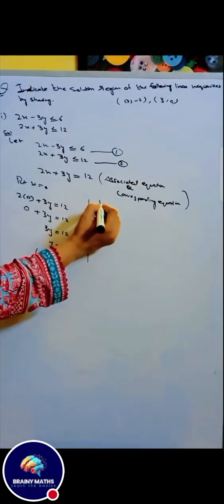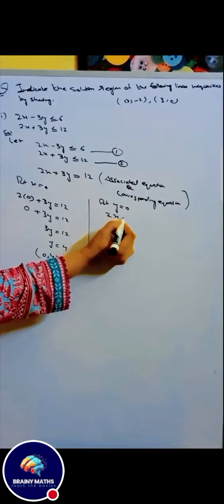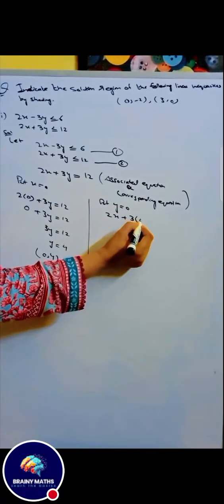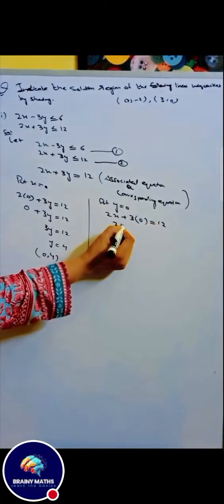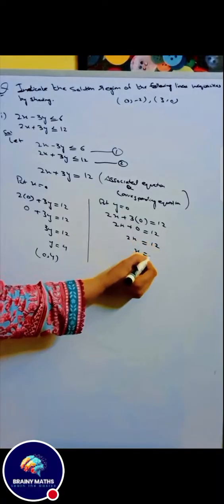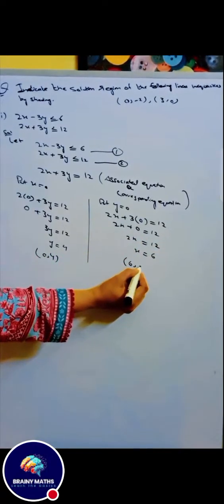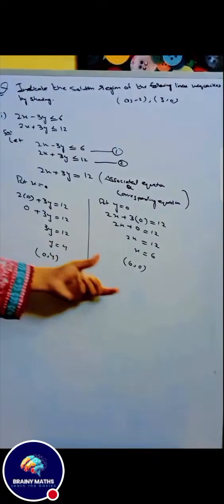Next, put y equal to 0 to get the x-intercept. 2x plus 3 times 0 equals 12. 2x plus 0 equals 12. 2x equals 12. x equals 6. 12 divided by 2 is 6. So the ordered pair we get is x is 6 and y is 0. I hope it's clear. x is 0, y is 4. x is 6, y is 0. We get two ordered pairs.